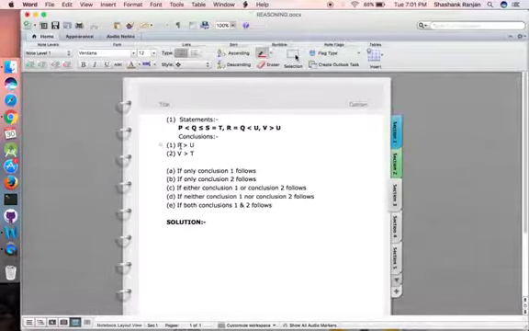Either conclusion 1 follows or 2 follows, or either 1 or 2 follows, or neither conclusion 1 nor 2 follows, or both conclusion 1 and 2 follow. This type of options given to you. But before solving this question, it is also important to know some other concepts also.